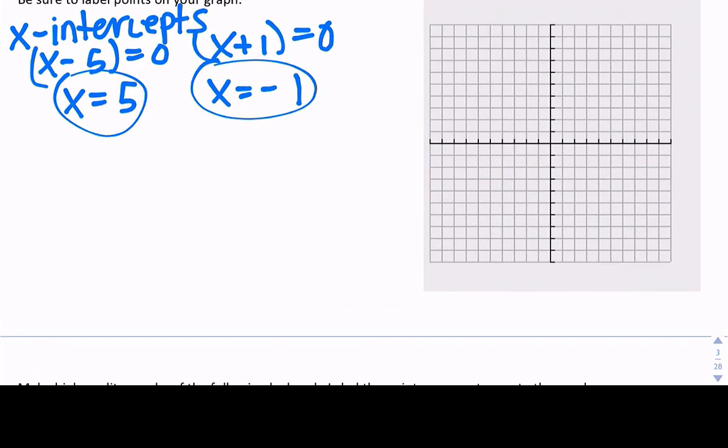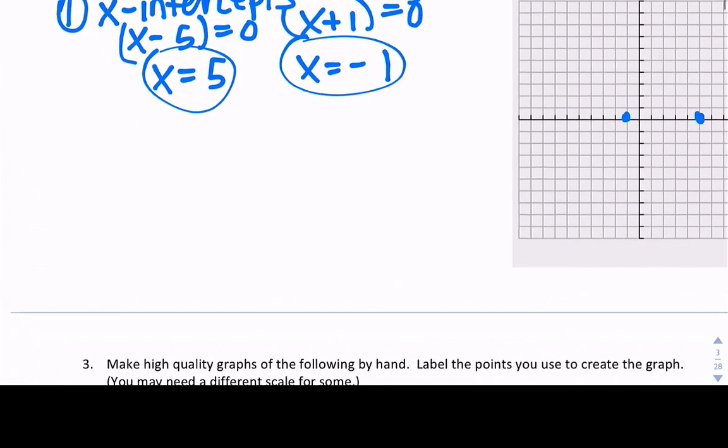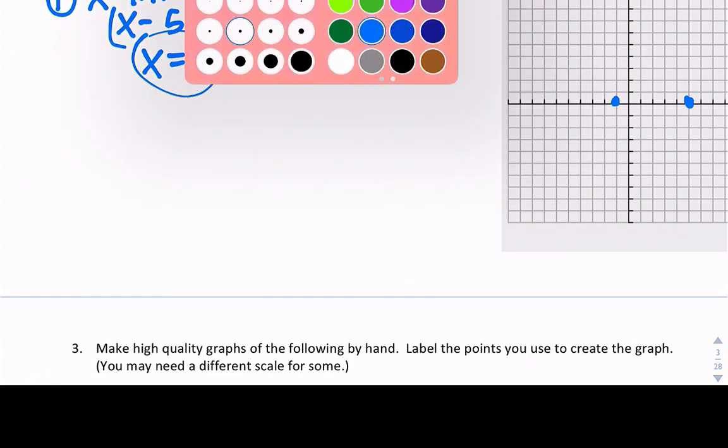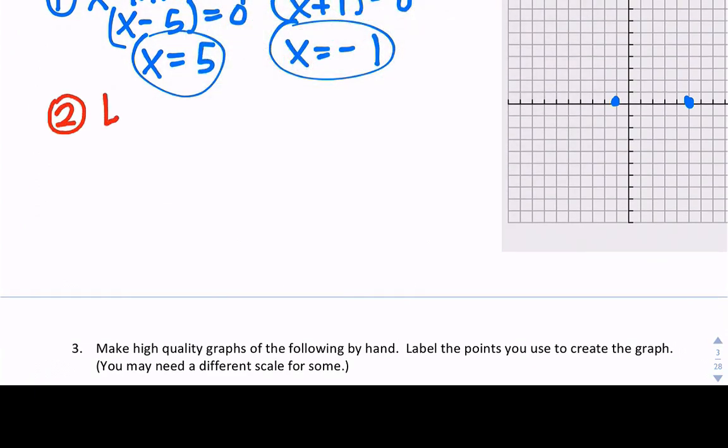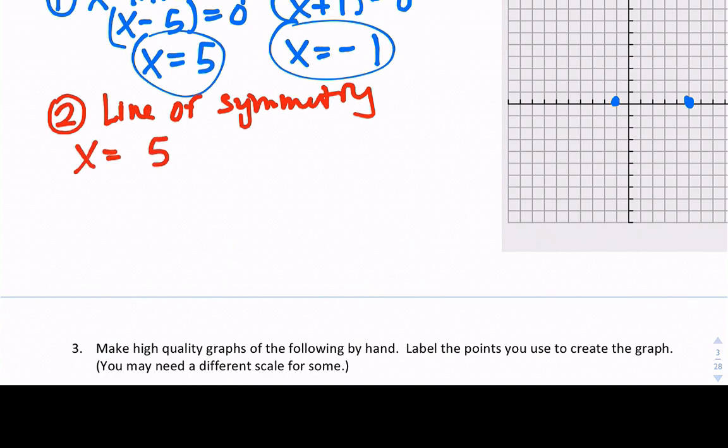I'm going to graph that, so where x is negative 1 and x is 5. 1, 2, 3, 4, 5. Okay, we got 2 points. Next step, let's find that line of symmetry. The line of symmetry is the middle of 5 and negative 1. So we have 5 plus a negative 1, which is the same as 5 minus 1, that's 4. But we want the middle, so divide that by 2. We get 4 over 2, which is 2. So our line of symmetry is x equals 2. There's my line of symmetry, x equals 2.